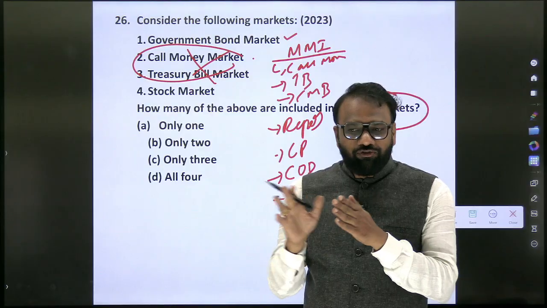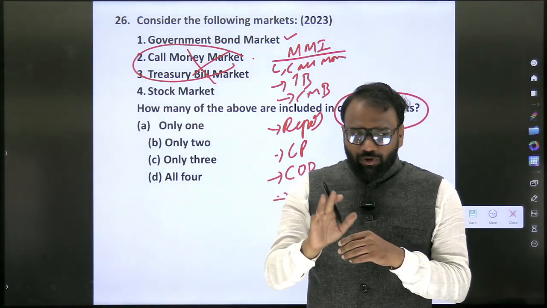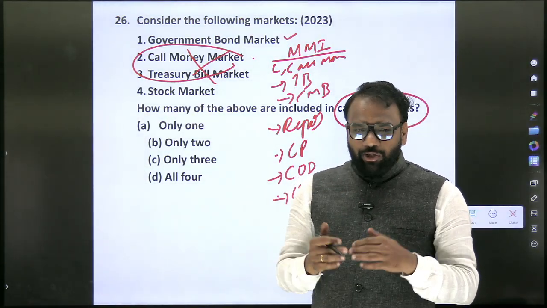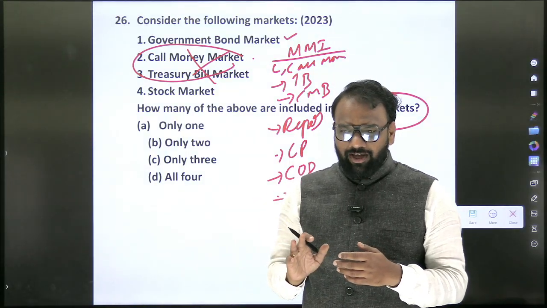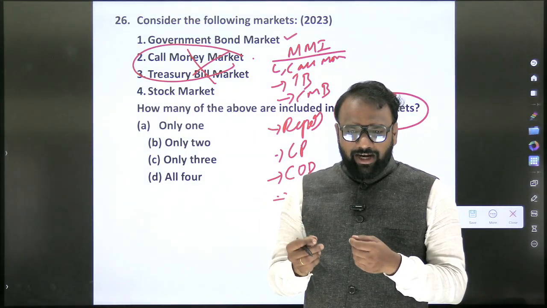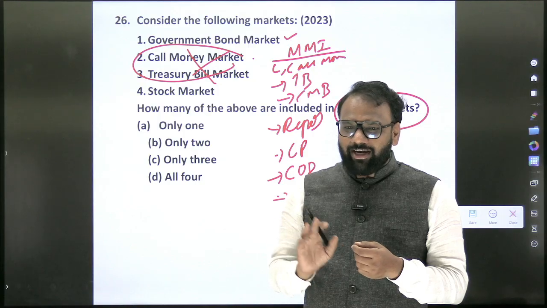See here, there will be a confusion. What will be the confusion? When you participate in the stock market, generally you buy shares today and you sell shares tomorrow. It's for less than even one day, right? So can it be called a money market?